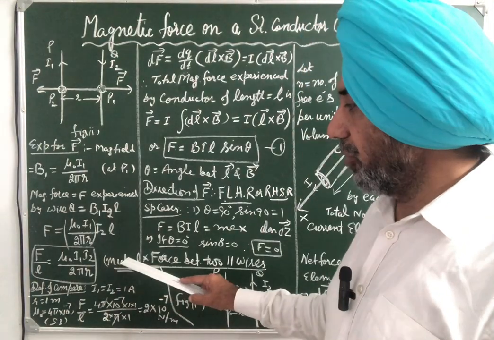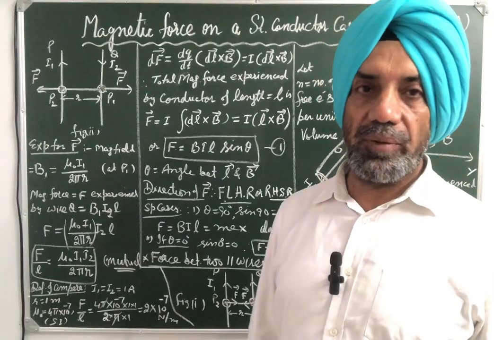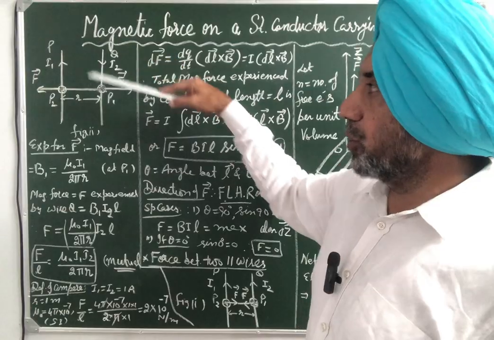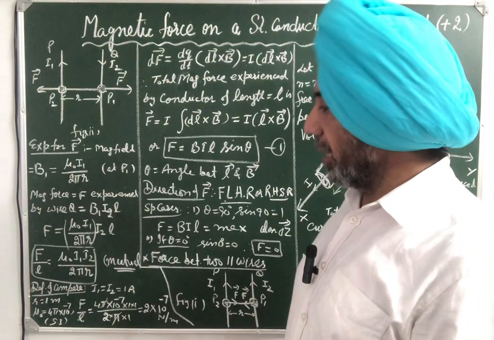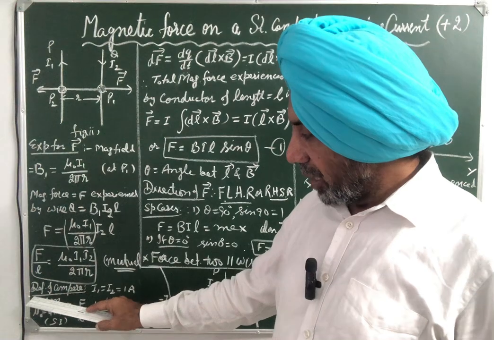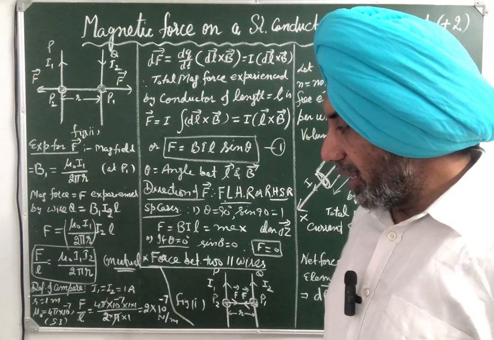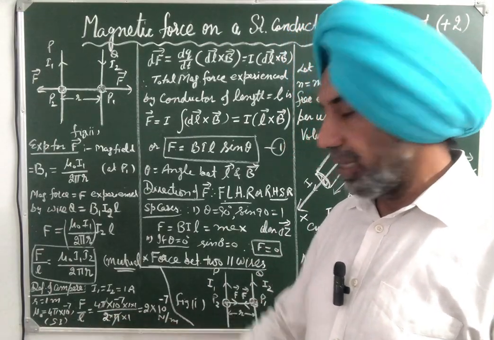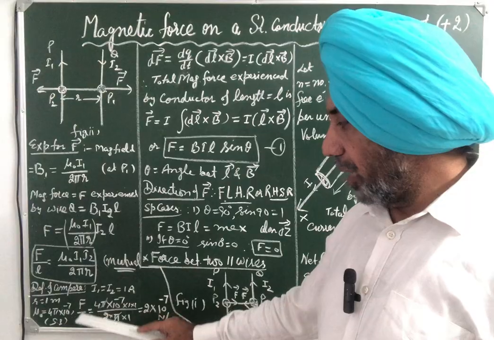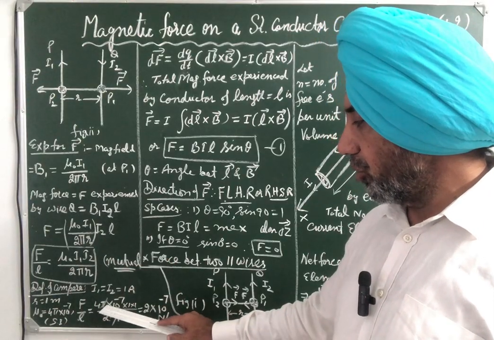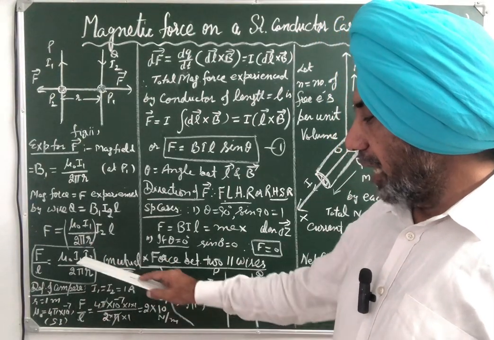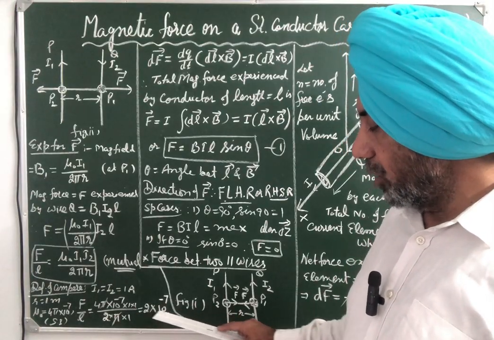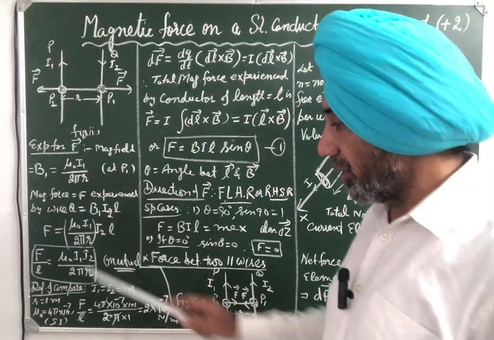And from this force we can define 1 ampere. What is 1 ampere of current? Suppose I1 is equal to I2 is equal to 1 ampere. That is, suppose 1 ampere current is flowing through the wires, maybe parallel or anti-parallel. Then suppose r is equal to 1 meter, and the value of mu naught is 4 pi into 10 to the minus 7 SI units. Then F by L will be equal to 4 pi into 10 to the minus 7 into 1 into 1 upon 2 pi into 1. Simplifying it, we get 2 into 10 to the minus 7 Newton per meter.